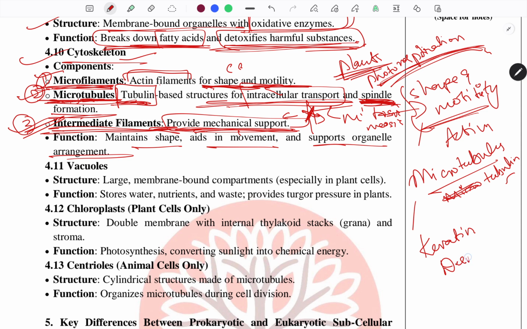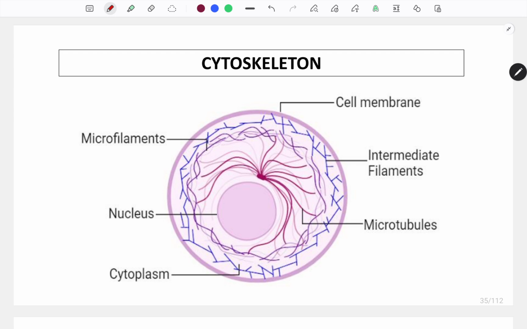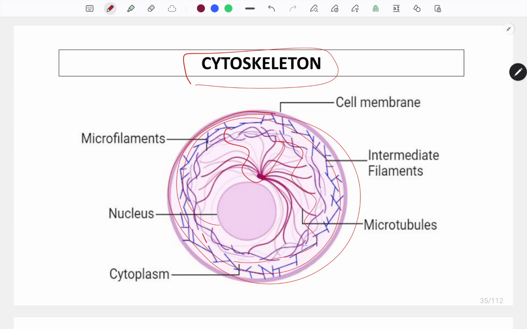desmin, vimentin. So there are different components, depending upon the cell type. This is how the cytoskeleton looks inside the cell. It is not easily visible like other organelles. The cytoskeleton is spread throughout the cell, inside the cytoplasm, and each part has its own function.